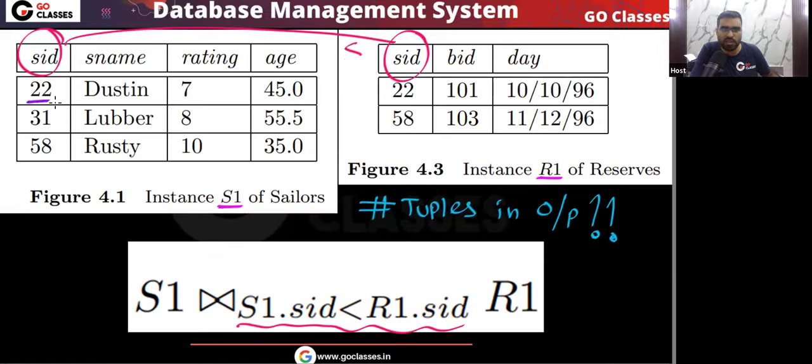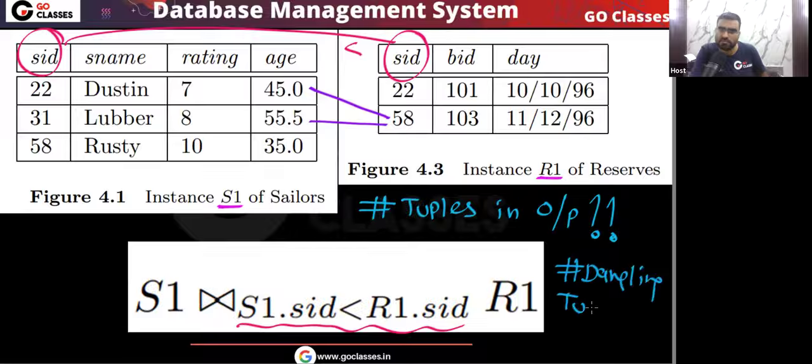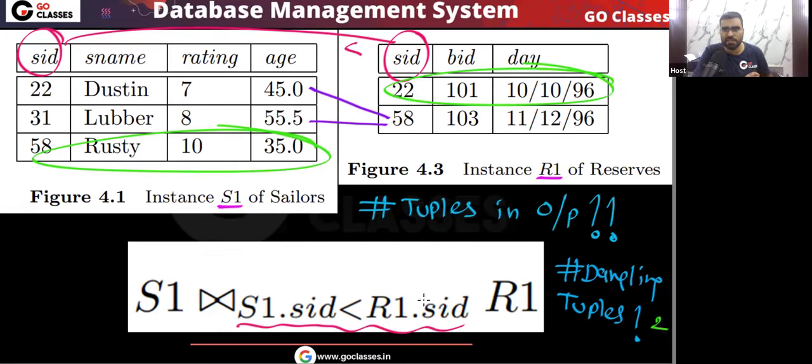So finally you can see 22 is less than 58. So these two tuples will pair. Yes or no? This first tuple and this second tuple, they will match, they will pair. Next, you can see this 31 is less than 58. So this will pair. This will not pair with anyone. So tell me how many dangling tuples are there? Number of dangling tuples is this is a dangling tuple and this is a dangling tuple. So two dangling tuples are there.